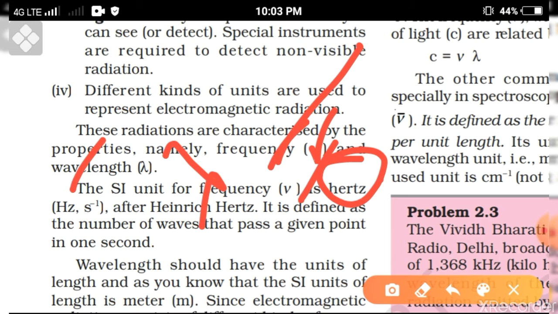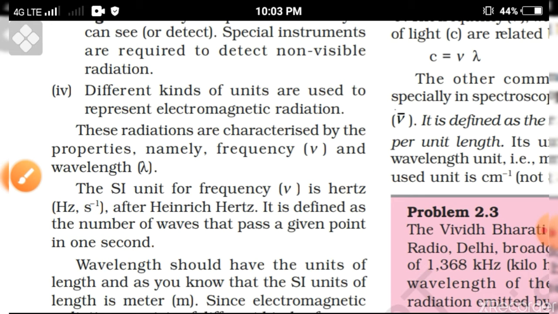SI unit of frequency is hertz, or per second. It is named after Heinrich Hertz, who developed the frequency concept. That's why the unit is called hertz. So the SI unit is hertz.